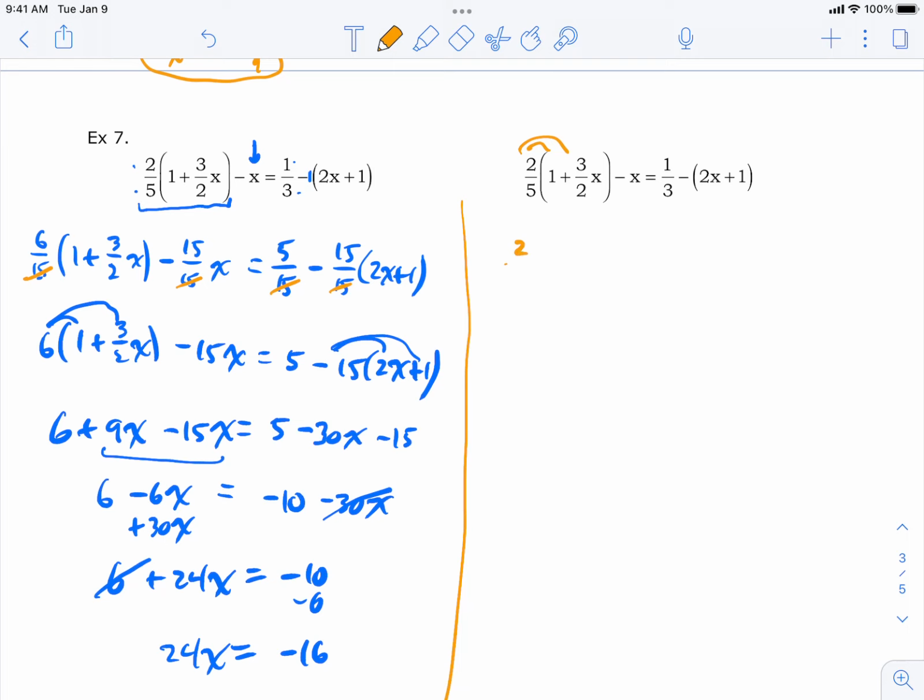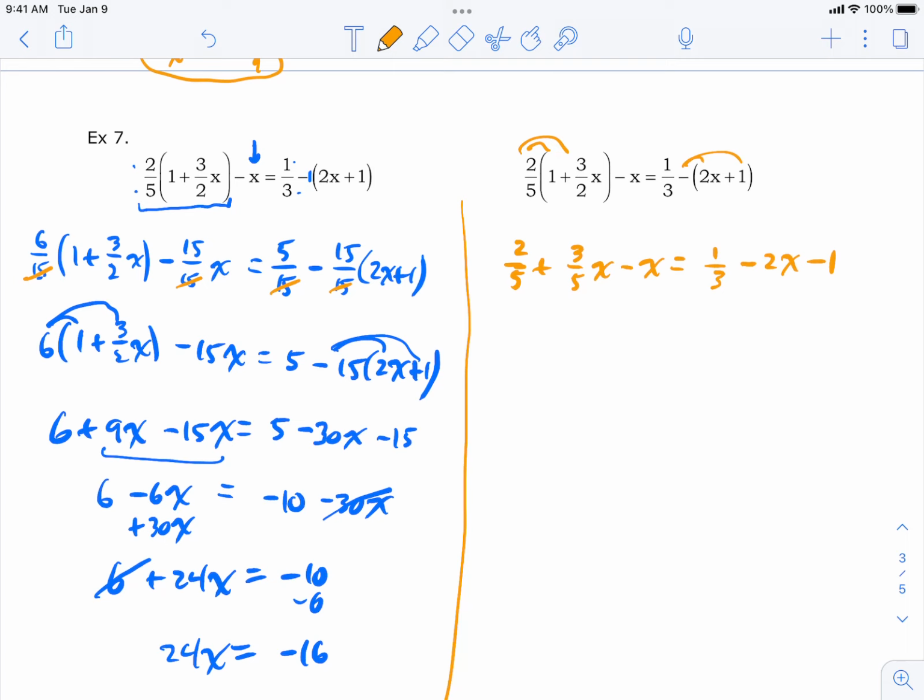2/5 times 1 really is 2/5. Okay. 2/5 times 3/2. Again, the 2's are canceling here on the diagonal. So I'd have a 3/5 x. Then I'd have a minus x. Over here, a 1/3. Make sure you distribute the negative to both of these. Minus a 2x minus a 1.